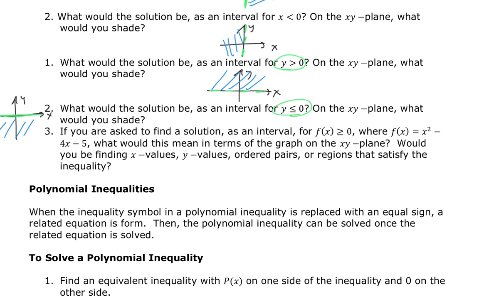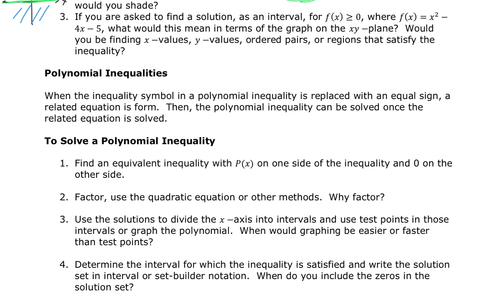So if you were asked to find a solution as an interval for the function f of x greater than 0, where f of x is this polynomial, what would this mean in terms of the graph? Well, since f of x is the same thing as y for us, then we're looking for where this polynomial is above, or equal to, the x-axis. So that's what we're going to be doing here: taking polynomials that we've learned to graph, or even if we haven't completely learned to graph them, polynomial inequalities will help us graph them.